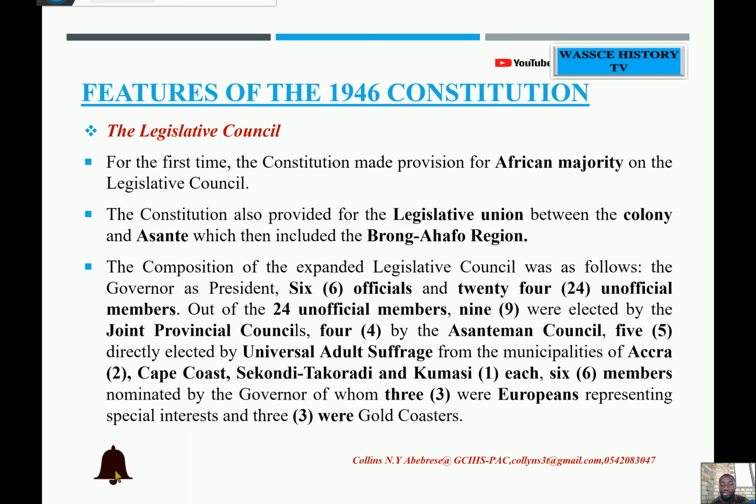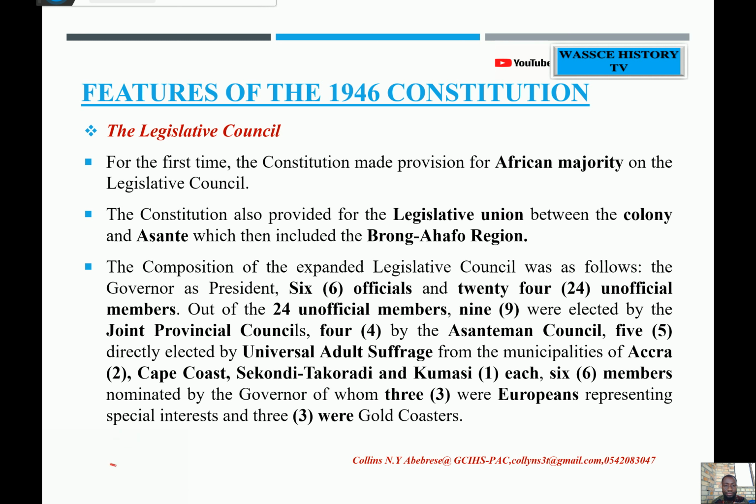Let's look at the composition of the Legislative Council, even though we have already stated that Africans are now the majority on this Legislative Council. Now the governor acted as president of the Legislative Council, which is not surprising, because that's what we have seen in all the constitutions that we have looked at. Now 6 official members, definitely Europeans, and then 24 unofficial members, who are going to be Africans. And that is why we say that the 1946 Constitution was the first constitution that gave the African majority on the Legislative Council, because the Africans were going to have 24 unofficial members, whereas the Europeans will have only 6 official members.